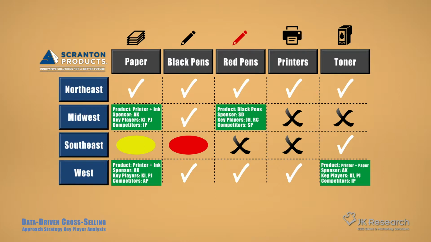Let's go back to Dwight's example and do a key player analysis. It's easiest to work across a business unit, in this case, the Midwest region. There are 3 key players. The first is Sean Davis, who is the Midwest office manager. He's been your sponsor and your main contact in the account. He has medium influence and a favorable perception of you.